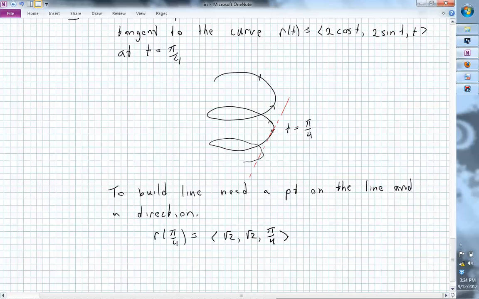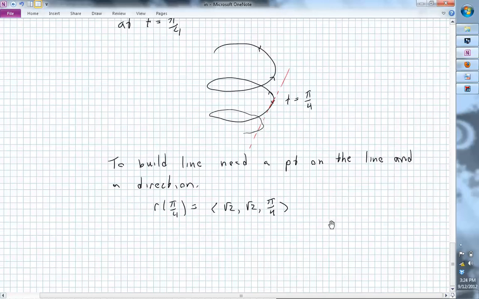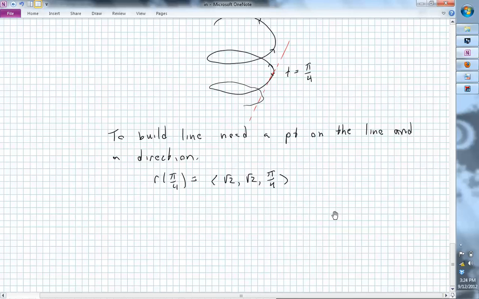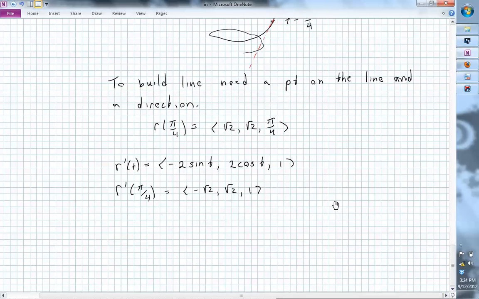A little bit dicier. How do I get the direction of this tangent line? Nick? You plug in pi over 4 to the derivative. So I find the derivative, which gives me the direction of tangent lines all over the curve, and then I pick that one particular spot. Okay, I've got a point on the line and a direction.